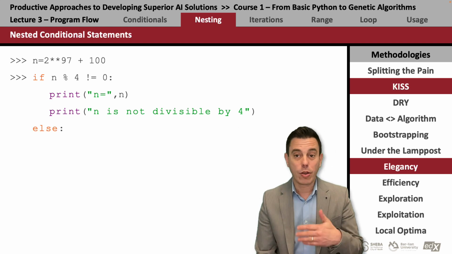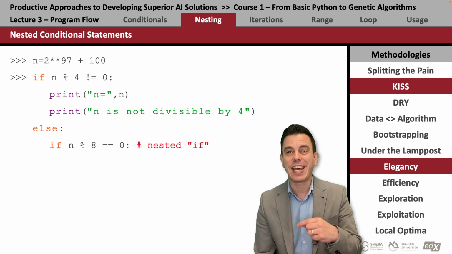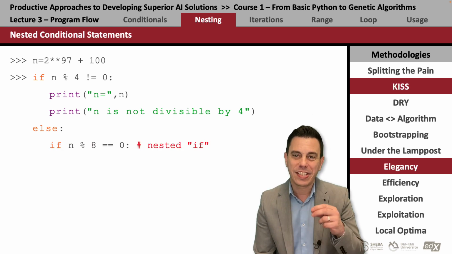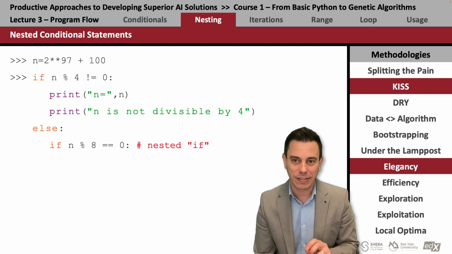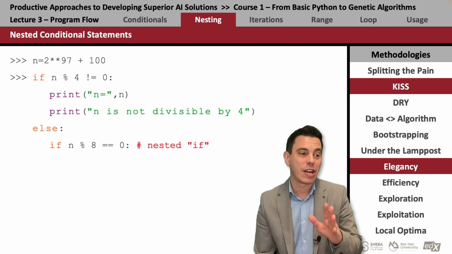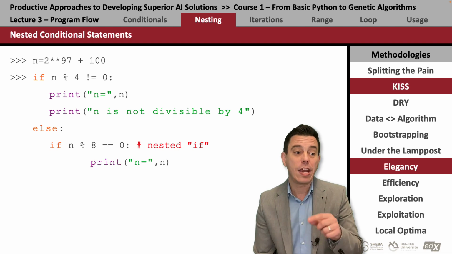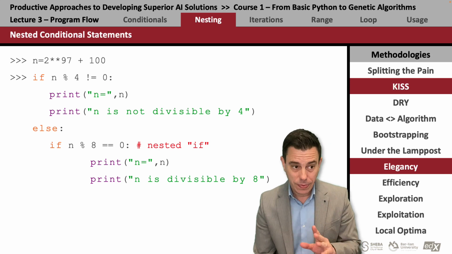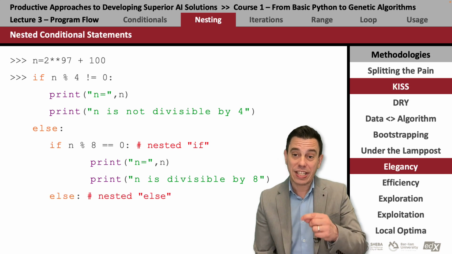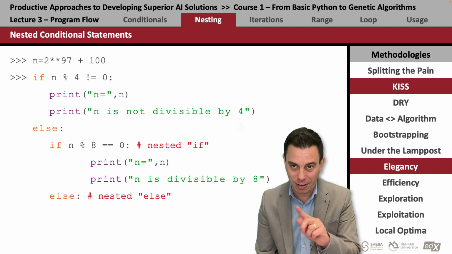Else, now we go into another scope. And in this scope, we begin with another if command. This is the second if command that is nested inside the first if command. Anyway, it checks whether n modulo 8 is not 0. If so, it prints n equals n, and then n is not divisible by 8. Else, and this else is also nested under the first if command, but it belongs to the second if command.